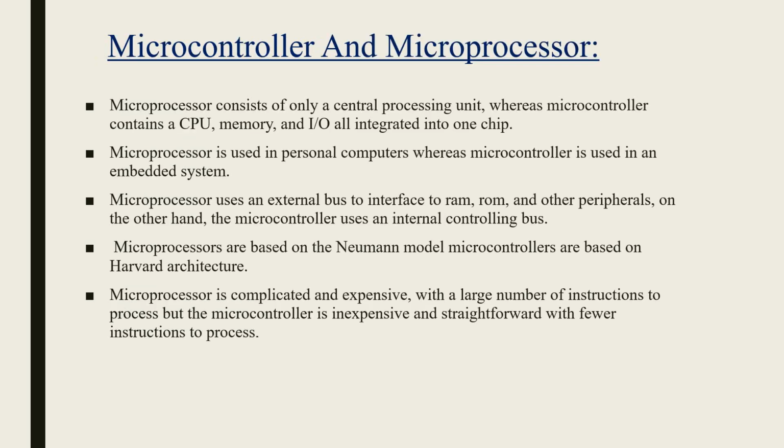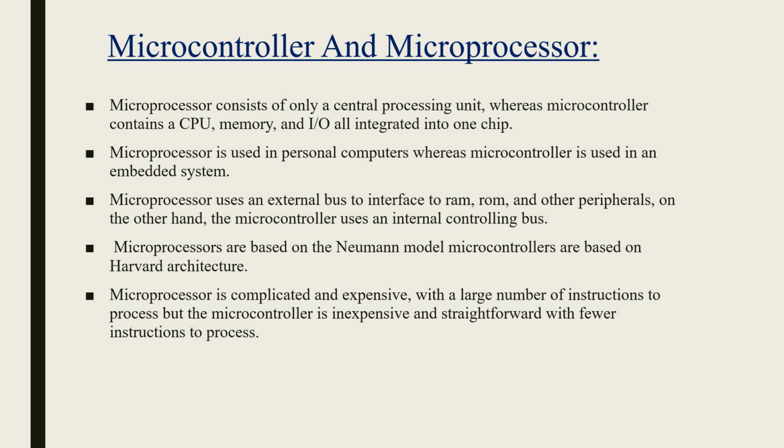Now towards microcontroller and microprocessor. A microprocessor consists of only a central processing unit, whereas a microcontroller contains a CPU, memory, and IO all integrated into one chip. A microprocessor is used in personal computers, whereas a microcontroller is used in embedded systems. A microprocessor uses an external bus to interface to RAM, ROM, and other peripherals. On the other hand, the microcontroller uses an internal controlling bus.